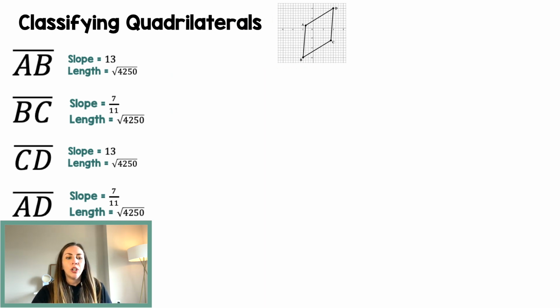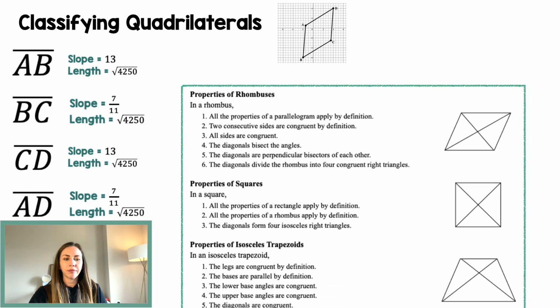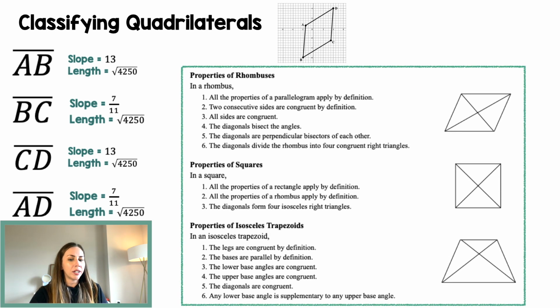Okay, so we have 3 more options from our sheet that we can look over. Rhombuses, squares, and trapezoids. So we thought that this might be a rhombus. Let's take a look at our requirements.